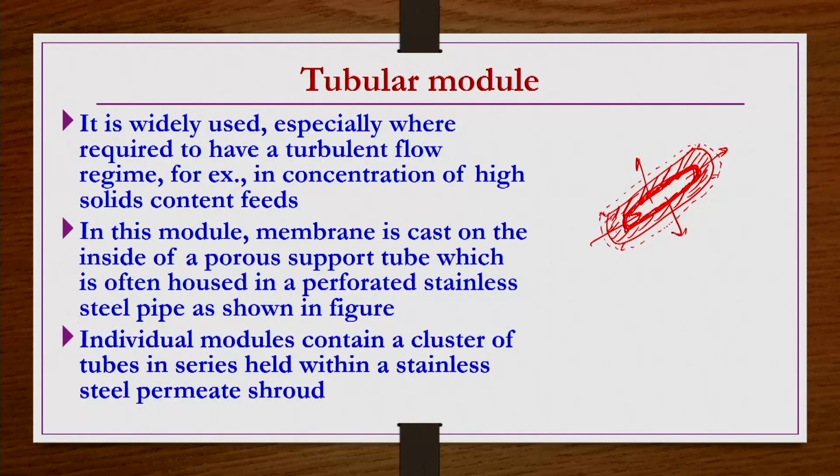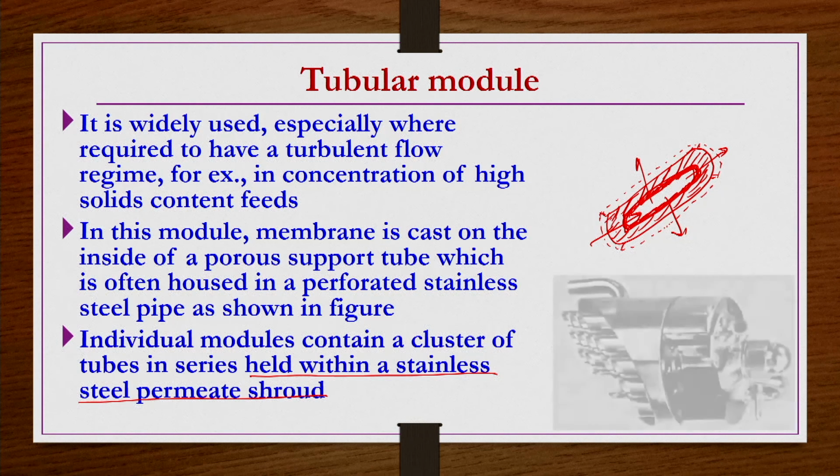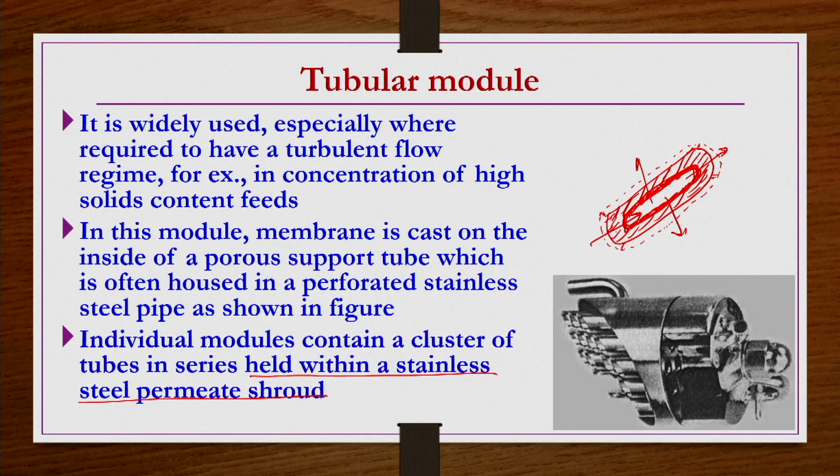Now, this is one set. Like this, there are n number of such things, and they are clustered in tubes in series, right, within a stainless steel permeate shroud. Okay. So, pictorially if you see, like this, all of these different tubes, such tubes like shown here, are now kept in a stack together, and then separation is done. So, a large amount of fluid can be treated together, and continuously the permeate, the clear liquid, can be collected back. Okay.